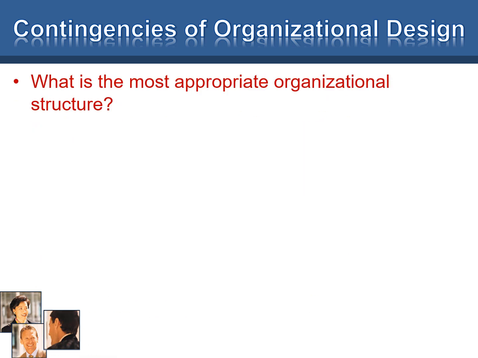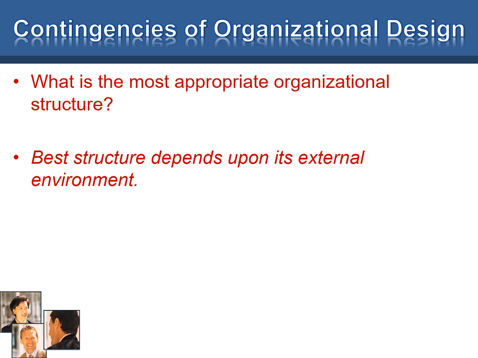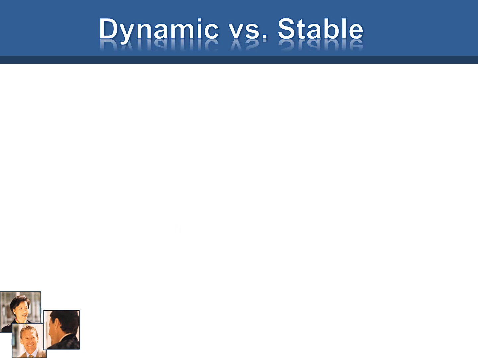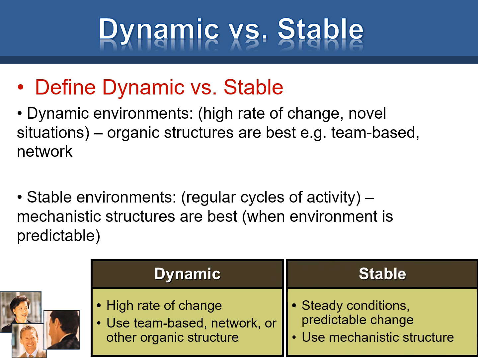What is the most appropriate organizational structure then? The best structure depends on the external environment. What business are you in and what is your external environment? Four characteristics of external environments that influence the type of structure you choose. Dynamic versus stable. Dynamic is a high rate of change, novel situations. Organic structures are best. For example, team based, network. Stable environments are regular cycles of activity, kind of mechanistic, and those are best when environment is predictable.